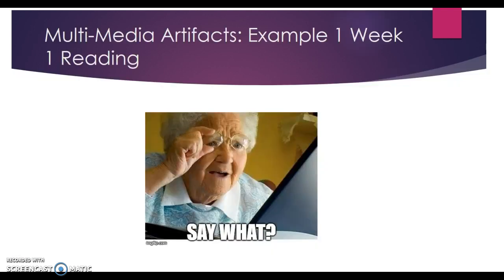So, this is my example for an artifact for reading 1 from week 1. So we're talking about reading critically, and so I have this little meme that I created from Meme Generator with a little lady lifting up her glasses, and it says, "Say what?" The reason I have this meme and how I'm connecting it to the readings is that oftentimes when you see something written that you may or may not agree with, sometimes we don't voice those concerns.